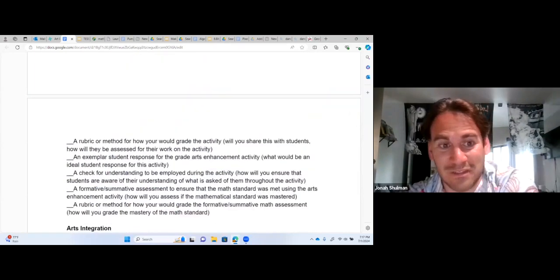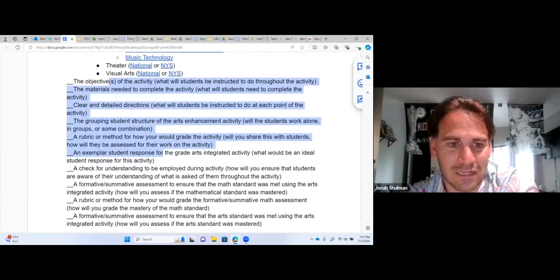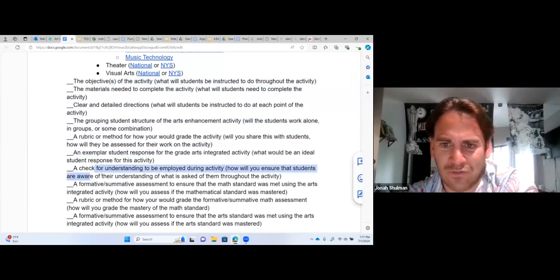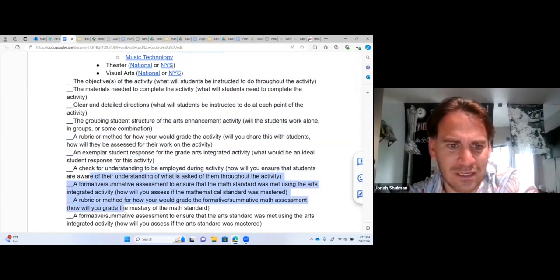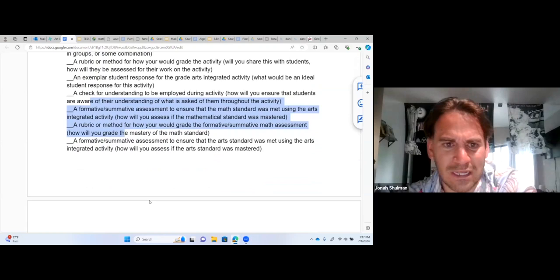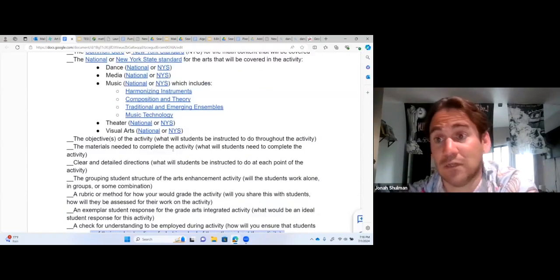So clear, detailed directions, the grouping. It's basically the same thing as above. Just how do you make it a good lesson? Check for understanding throughout the activity, a rubric for grading, an assessment to make sure your standards were met. You got to make sure both standards were met.